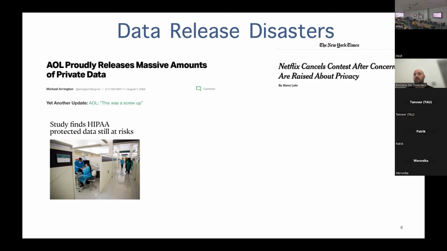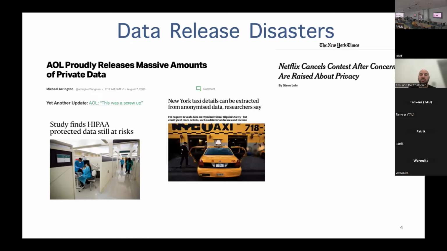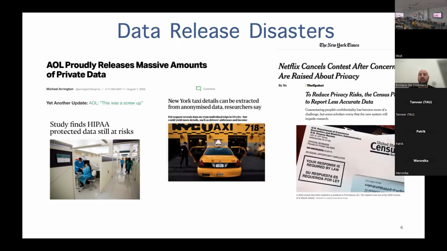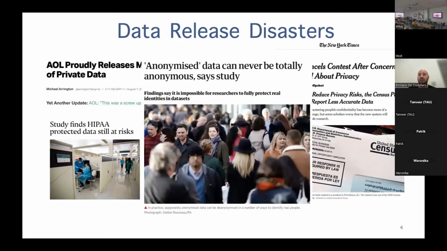So again, Netflix released some anonymized data set containing ratings of movies and TV shows. And these were re-identified by using an auxiliary data set, a publicly available auxiliary data set from IMDb. Anyway, I can go on for hours talking about that.